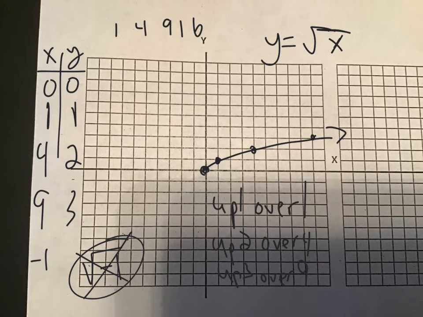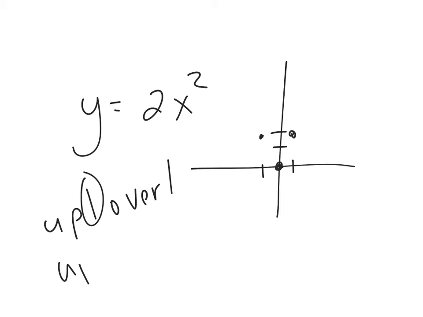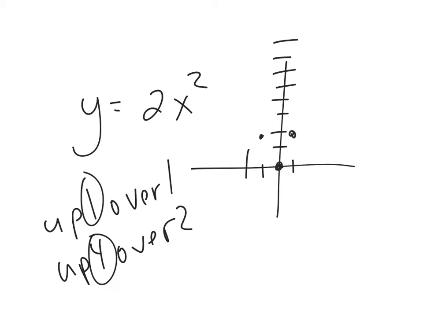Now, by the same token, do you guys remember what happened when we put this here? Instead of going up 1 over 1, we doubled this guy, didn't we, the up. So we went up 2 over 1. And instead of going up 4 over 2, we doubled this guy to make it 8, right? 3, 4, 5, 6, 7, 8. And so it would be really steep like this.